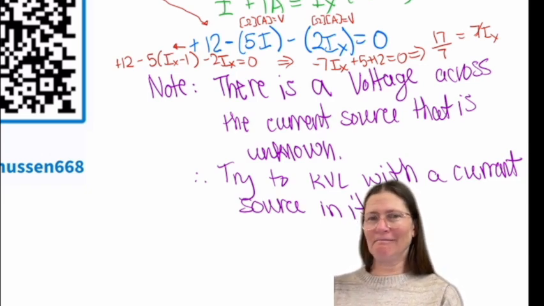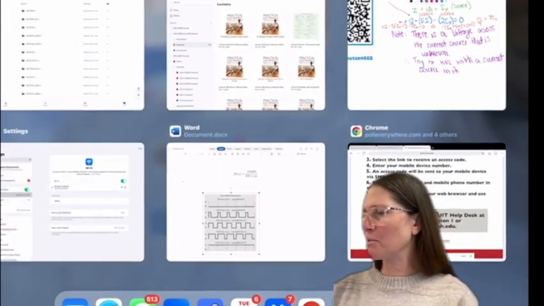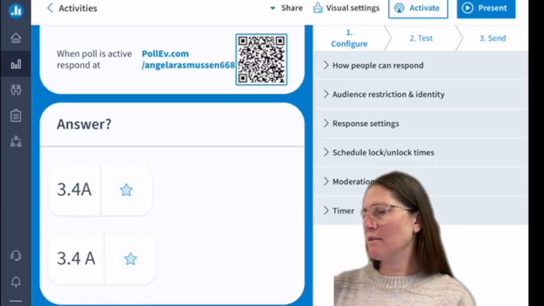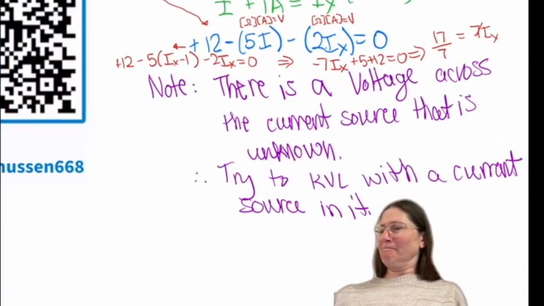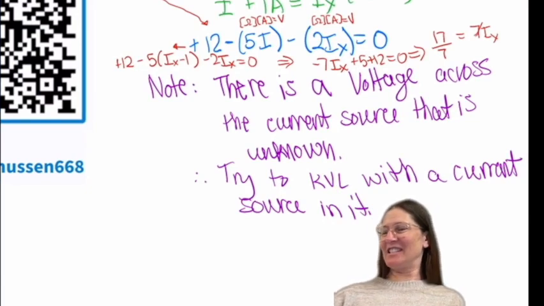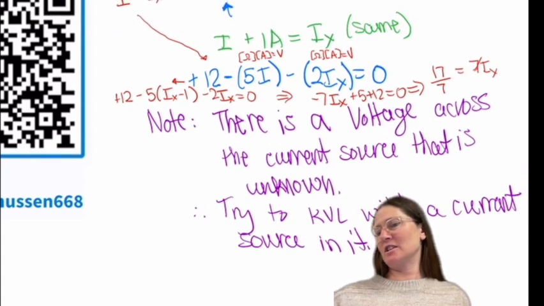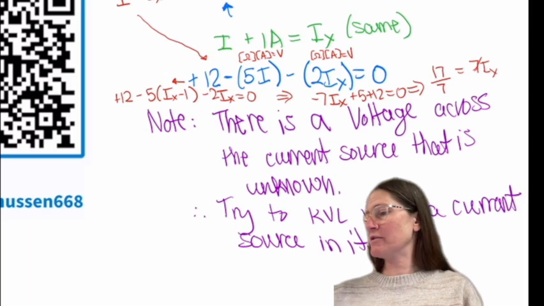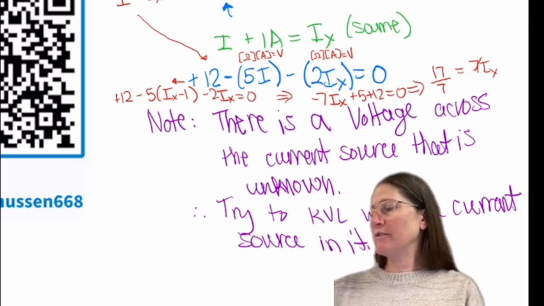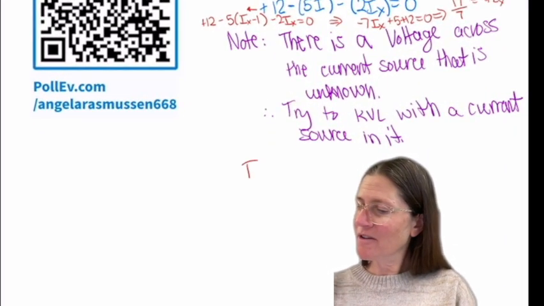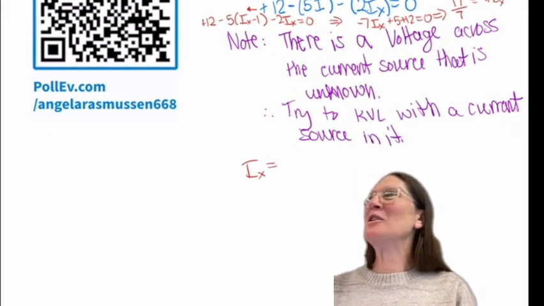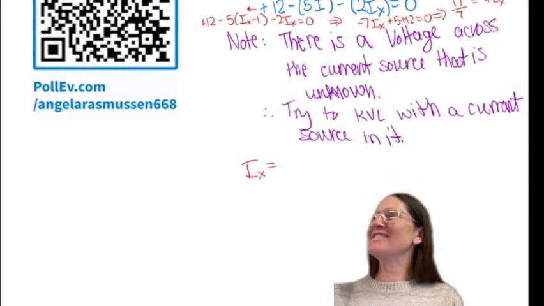2.4. The 2.4, 3.4 people found. People found 3.4. Yeah, 3.4. Did I add these right? 12 plus 5, that's 17. So it'd be 17 over 7. Yeah, so it should be 2.4. So same error, so yes.